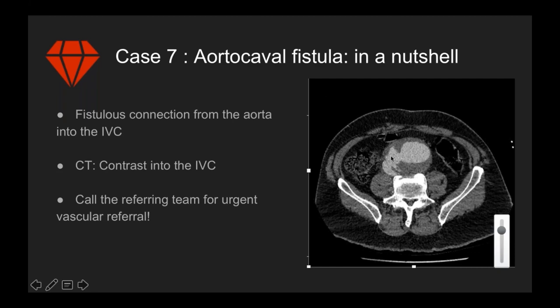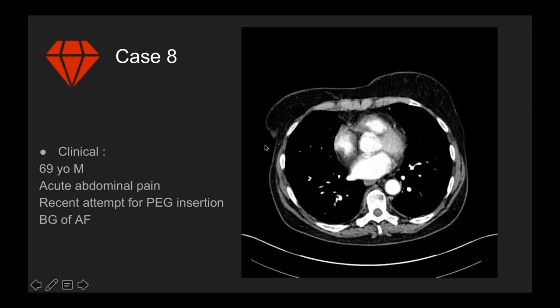So this is quite unusual, it has an unusual presentation, unusual finding, and it has quite a poor prognosis, this fistulous connection between the aorta and the IVC. And obviously, the first thing you need to do is just call up the referring team and get vascular to see this patient because they need to be seen urgently.